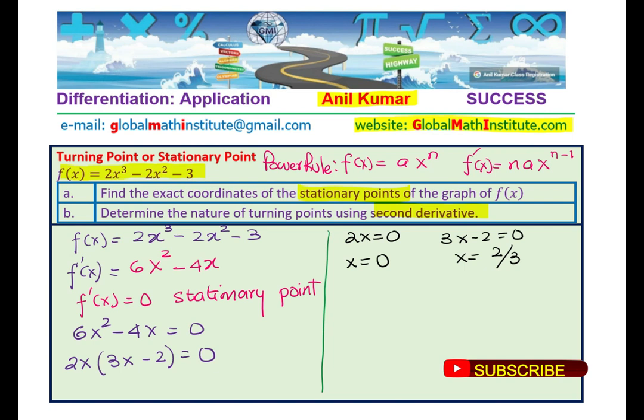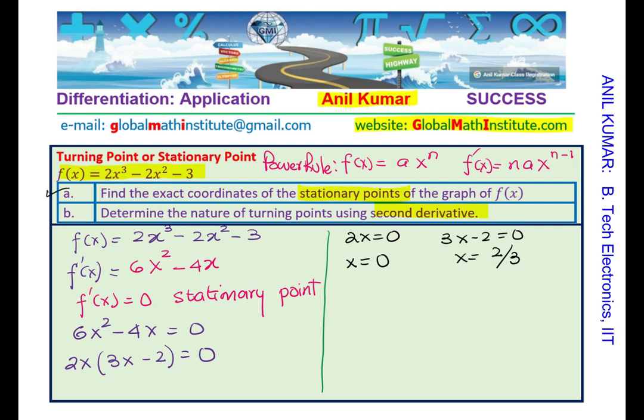Now, we need to figure out whether these are turning points or not. Sometimes they may not be a turning point, right? And we have to use the second derivative to figure this out. But the first part also asks us to find the exact coordinates of the stationary points. So to find the coordinates, we'll find the value.